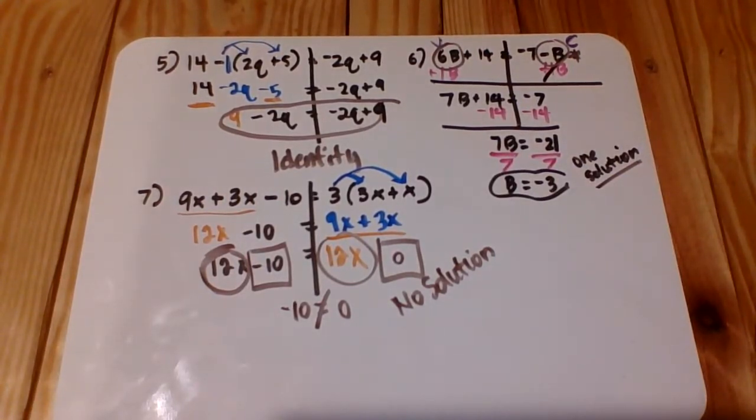So there you have it. Variables on both sides with something new called an identity, which is the same thing as infinitely many solutions, and it's identical on both sides, and that's how they get the word identity.